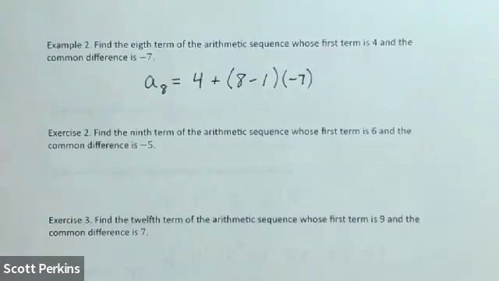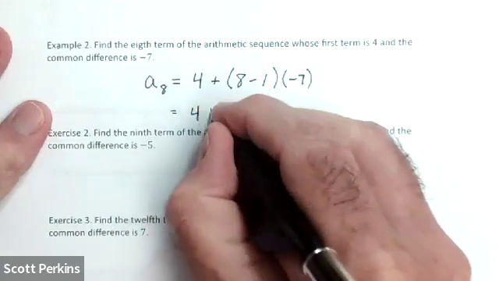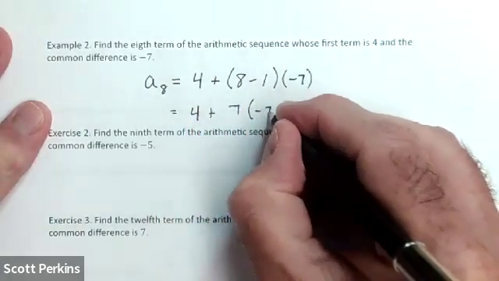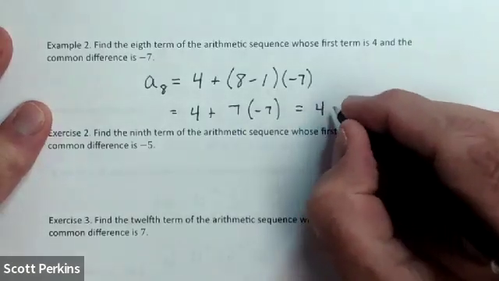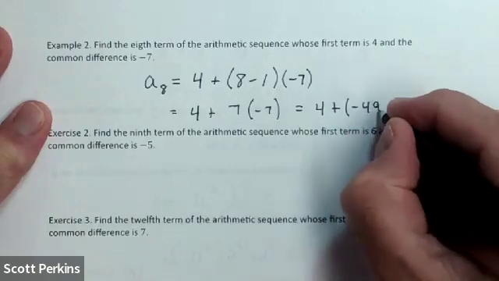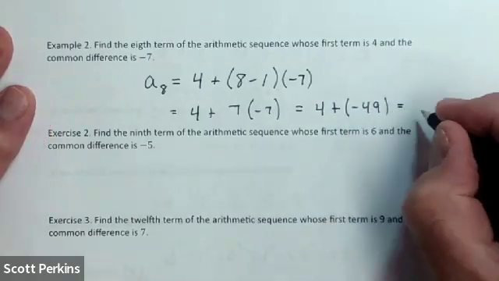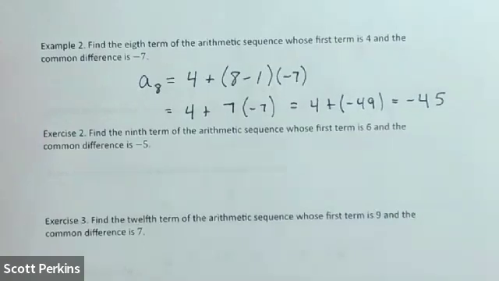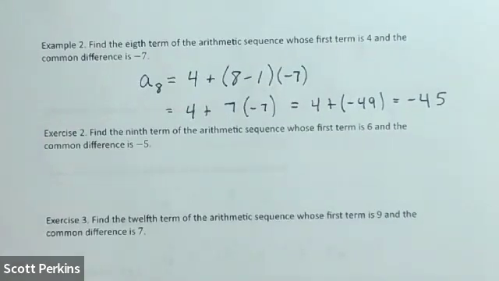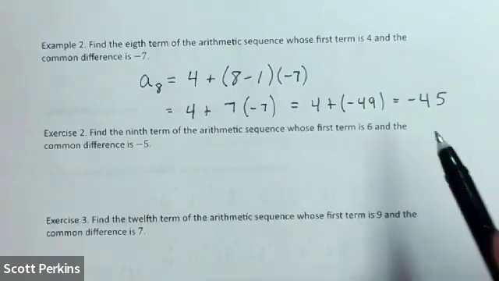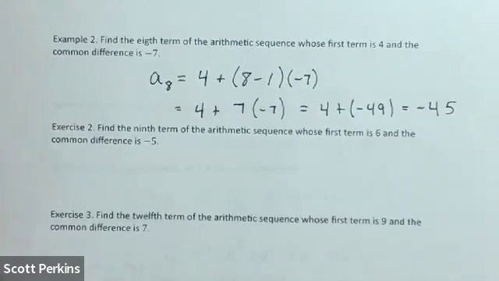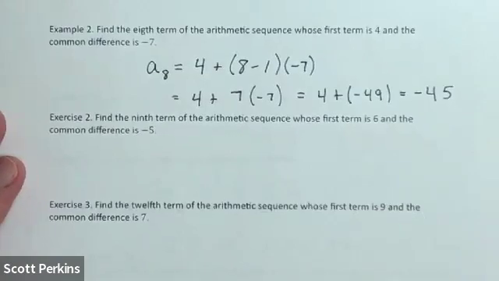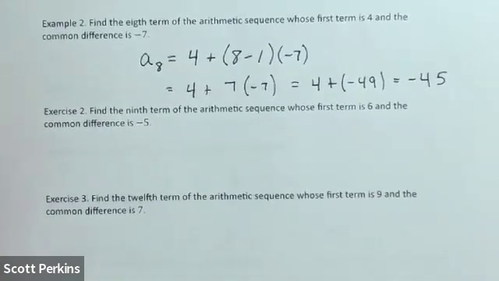And now it just becomes a calculator problem. So I've got 4 plus 7 times -7. That's 4 plus -49. And 4 plus -49 is -45. So if I was to make a list and start with the term 4 and add -7 to it successively, I would end up at -45. That's the 8th term. What I'd like you to do in exercise 2, find the 9th term of the sequence that I described there, please.